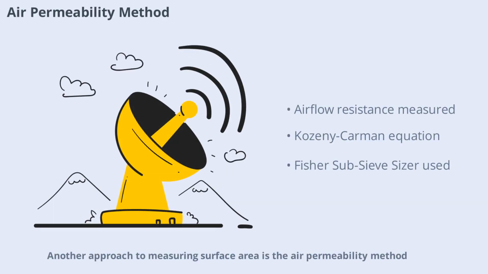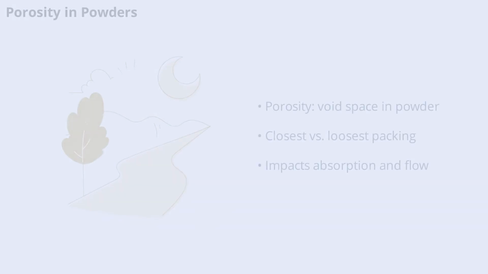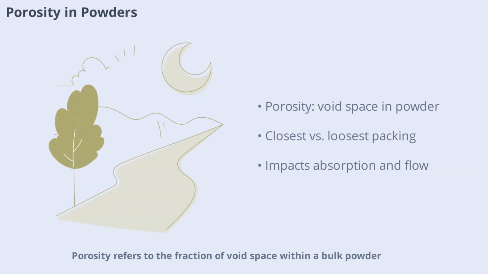Another approach to measuring surface area is the air permeability method. This technique measures the resistance to airflow through a compact bed of powder. According to the Kozeny-Carman equation, the surface area is proportional to the resistance encountered by the air. Instruments like the Fisher subsieve sizer are commonly used for this purpose, providing a practical way to assess surface area in powders.